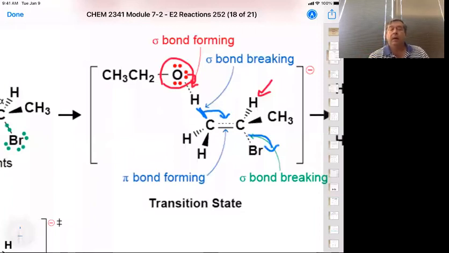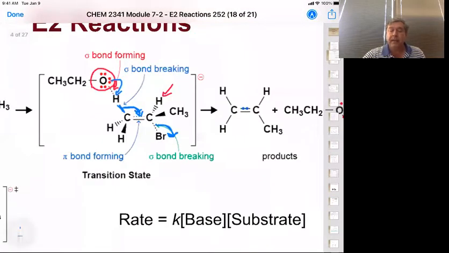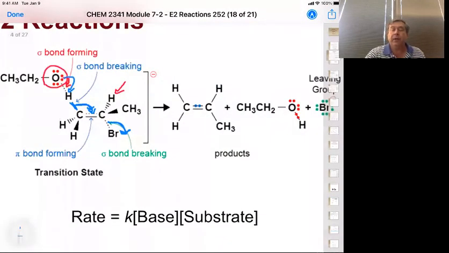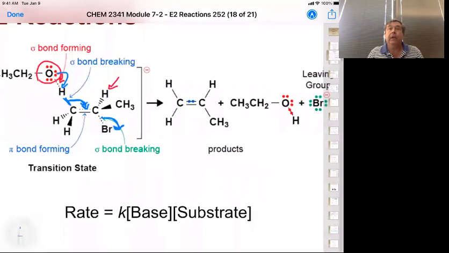So we have electrons from the base pulling a hydrogen away. We have the electrons from the hydrogen going to form our double bond, and the electrons between our carbon and our halogen leaving with the halogen. And it happens all in one step, okay? And then that way we end up with our products. Our products are a neutral alkene, a neutral base, and a leaving group as an ion.